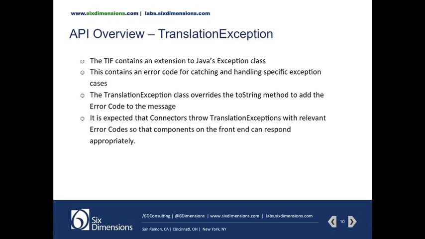and it allows the front end to catch specifically a translation exception and check for different types of error codes to handle them in different ways, such as notifying users that the credentials are improper, or your license has expired, or that there's no engines available. This overrides the toString method to add the error code to the exception message. And it's expected that connector implementations throw translation exceptions with relevant error codes, so that front-end components can respond appropriately.